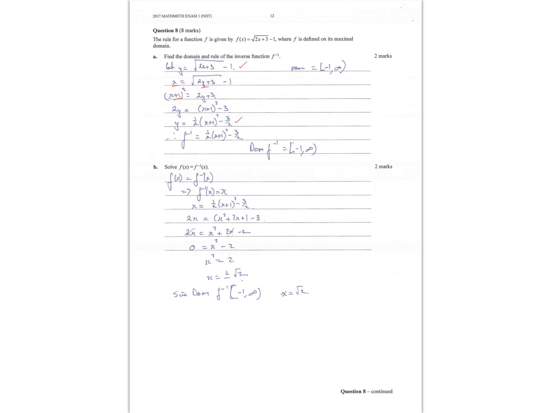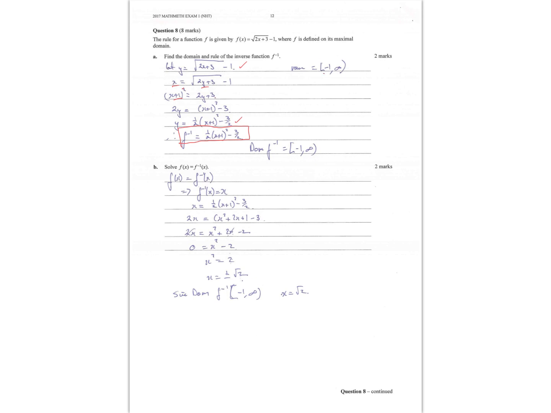I end up with y is equal to a half of (x plus 1) all squared minus 3 on 2, which means the inverse function, no marks with that previous line, the inverse function is equal to half of (x plus 1) all squared minus 3 on 2. Now, what's the domain and range? So find the domain and the rule for the inverse function.